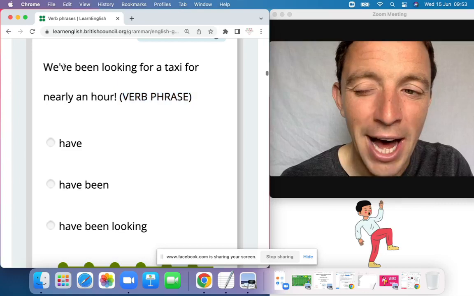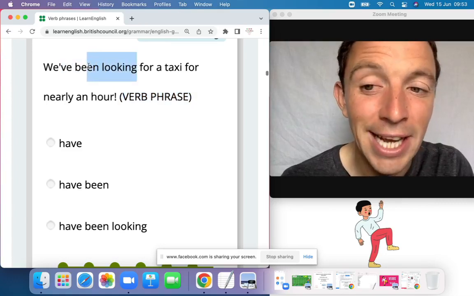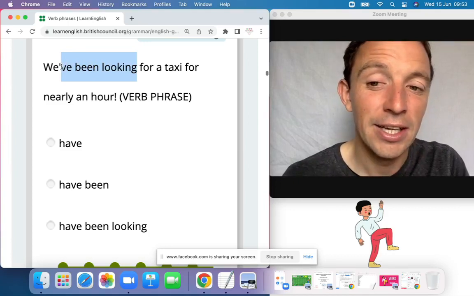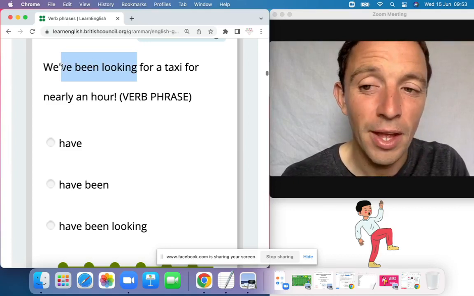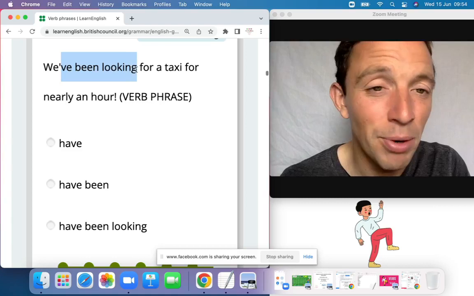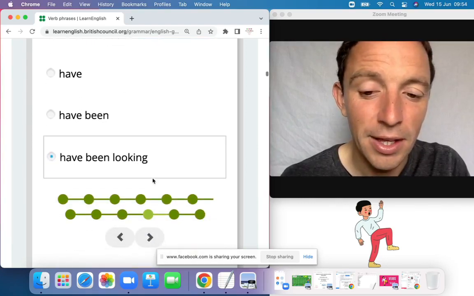Okay, so have been looking. Looking is the ing form, connected with the verb to be. Therefore, this is the continuous, the present continuous, but we have also the present perfect. So altogether, it's the present perfect continuous, and the verb phrase is have been looking. 2 more.